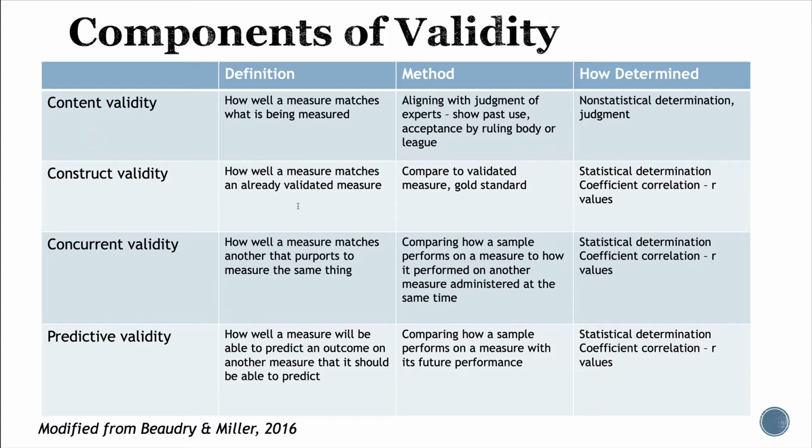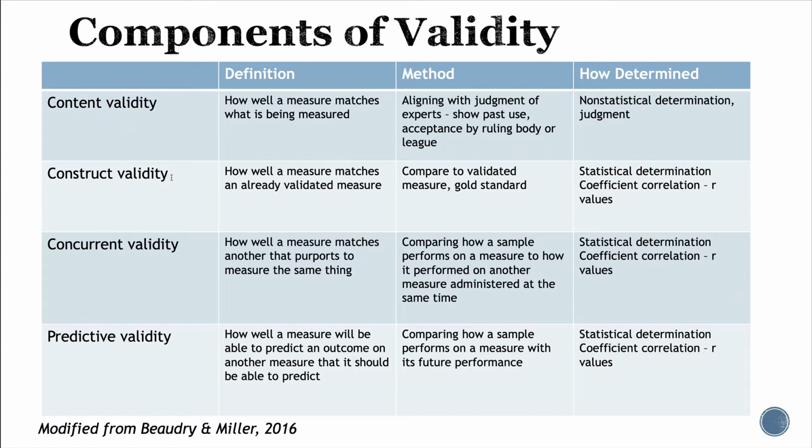And to do that, we use a statistical technique called a correlation coefficient, which gives us an R value. R values of 1 mean there's a perfect correlation. R values that are closer to 0 mean there's no correlation. We're going to spend a good bit of time talking about correlation coefficients later in this course, so don't get too wrapped up in that now. But basically, construct validity is where a tool is compared to the gold standard tool for that measure.